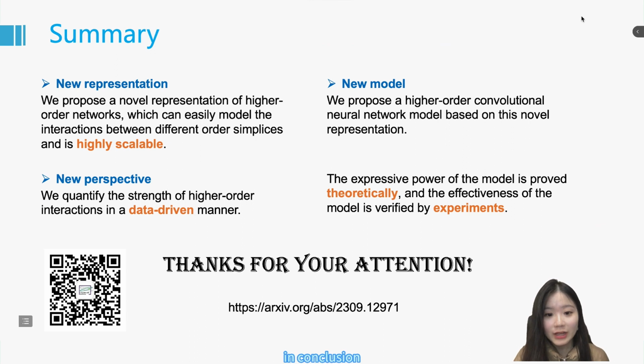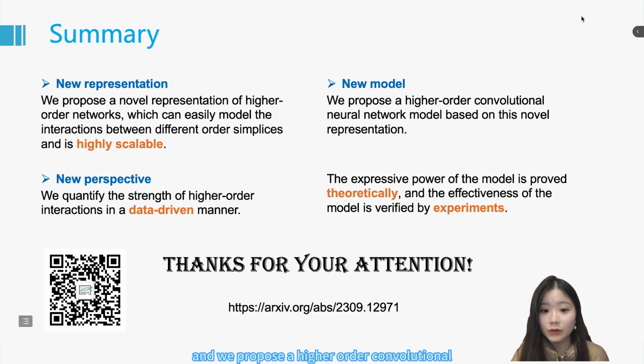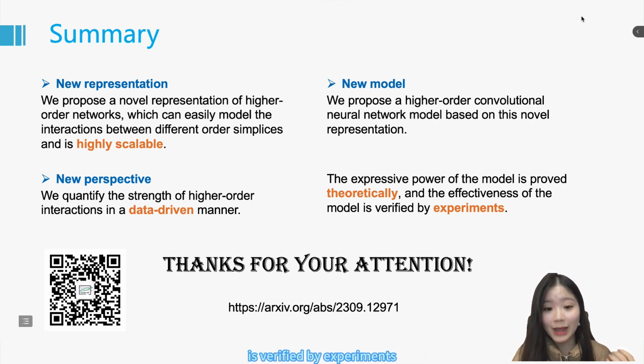In conclusion, we propose a novel representation of higher-order networks which can easily model the interaction between different order simplexes and is highly scalable. And we propose a higher-order convolutional neural network model based on this novel representation. We quantify the strengths of higher-order interactions in a data-driven manner. The expressive power of this model is proved theoretically, and the effectiveness of this model is verified by experiments.